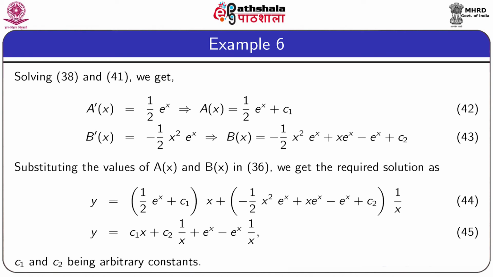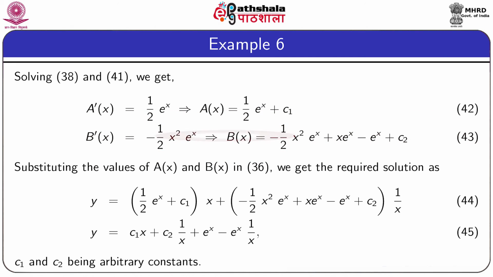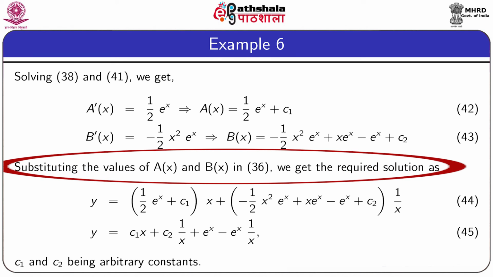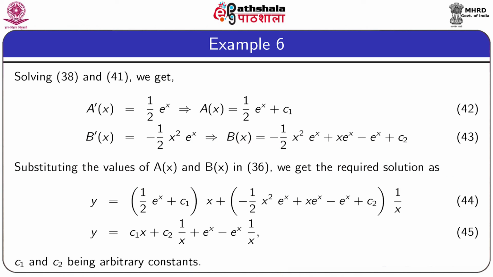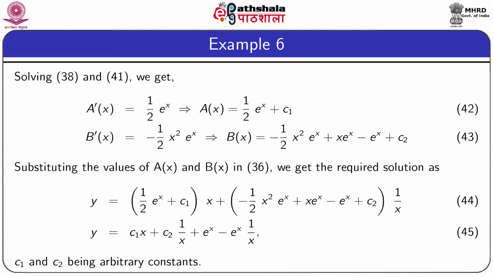We next solve equations 38 and 41, and we get a dash x equal to half of e to the power x, which on integration gives half of e to the power x. Similarly, b dash x is equal to minus half of x squared e to the power x, which on integration gives minus half x squared e to the power x plus x e to the power x minus e to the power x. We substitute the values of a(x) and b(x) in 36, and we get the required solution as y equal to c1 x plus c2 into 1 by x plus e to the power x minus e to the power x into 1 by x, where c1 and c2 are arbitrary constants.